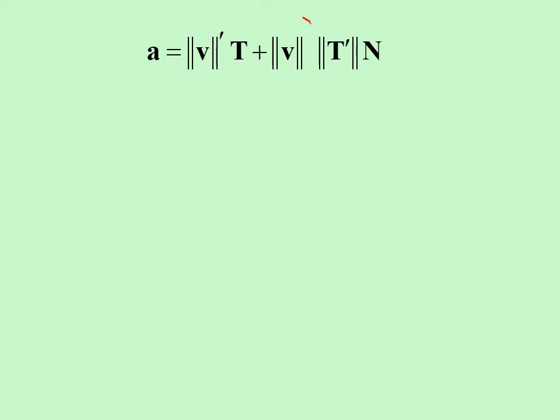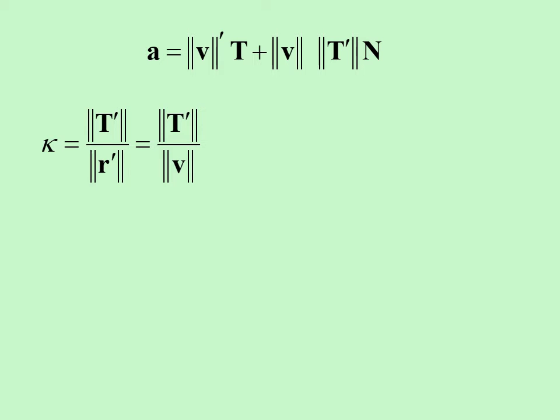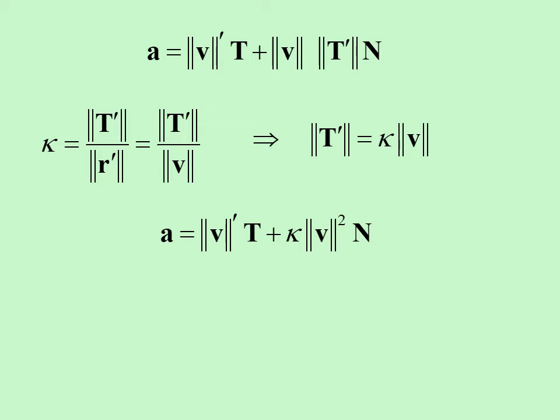And now we want to do some work on our normal component of acceleration. And let's see what we can do with that. First thing we're going to do, remember the definition of curvature. We're going to use the definition of curvature to rewrite the magnitude of T prime as curvature times the magnitude of v. And so we'll just replace the magnitude of T prime with the curvature times the magnitude of v.